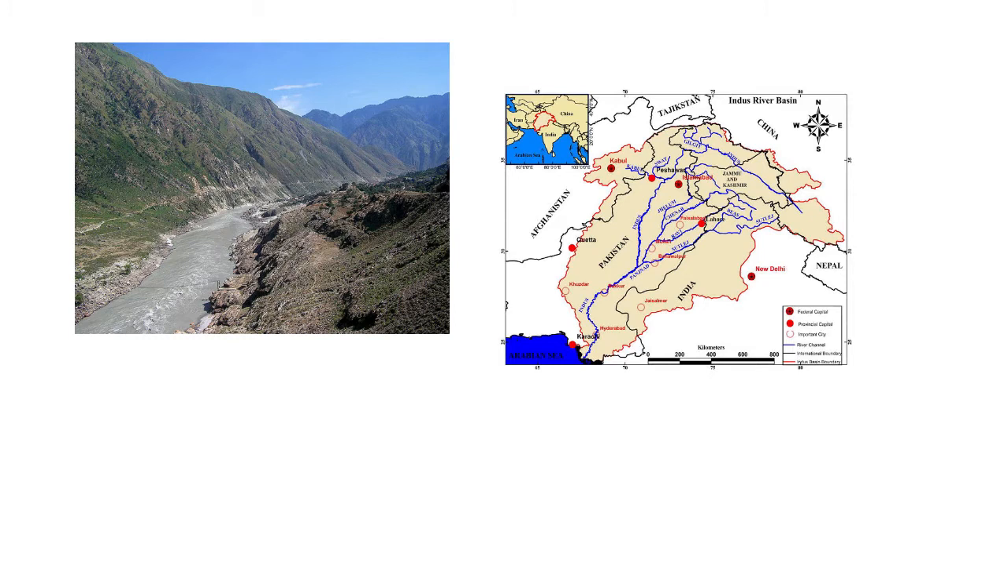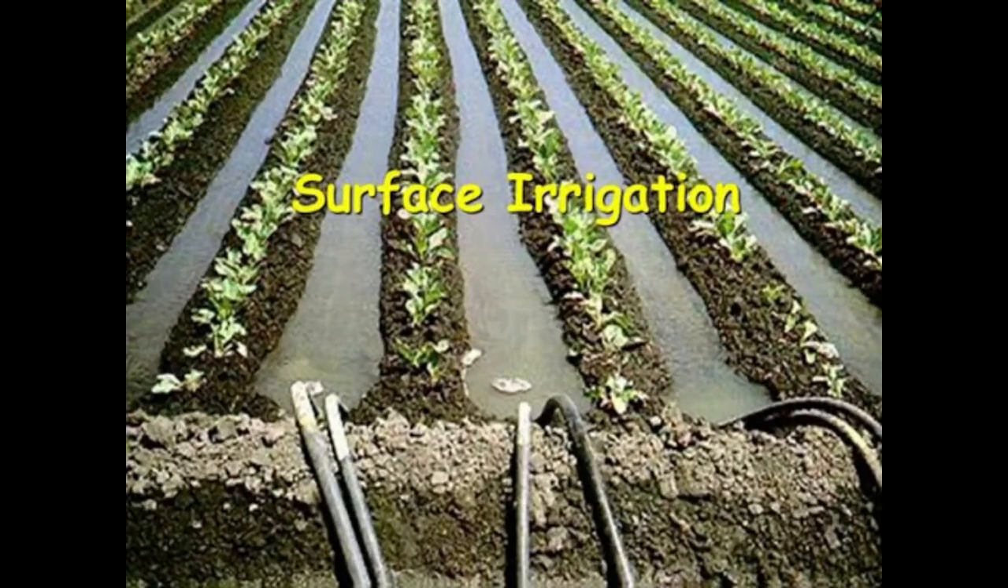Surface irrigation is the oldest form of irrigation and has been used for thousands of years. In surface irrigation systems, water moves across the surface of an agricultural land in order to wet it and infiltrate into the soil. Surface irrigation can be subdivided into furrow, border strip, and basin irrigation.